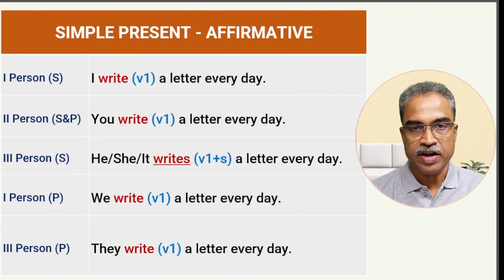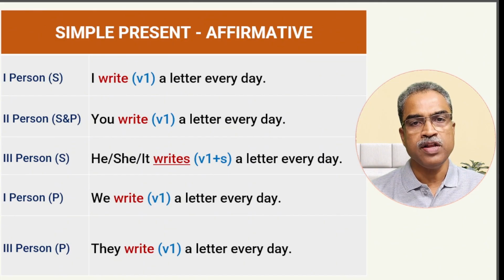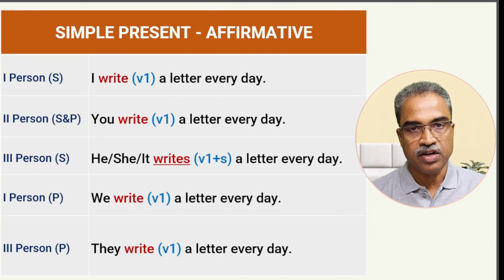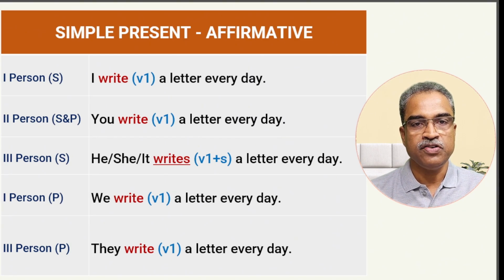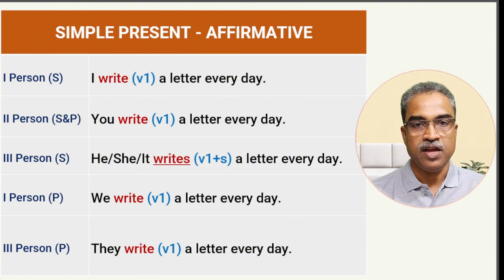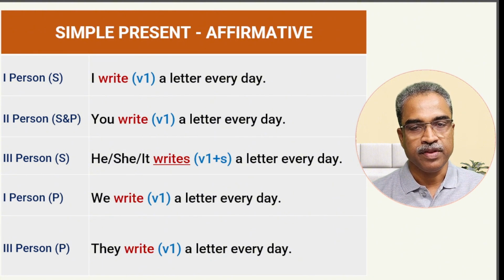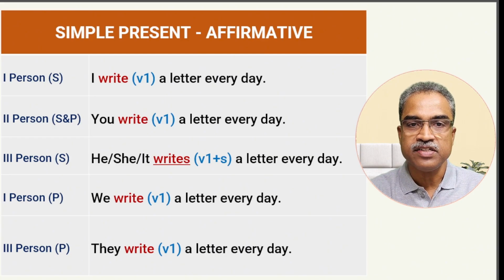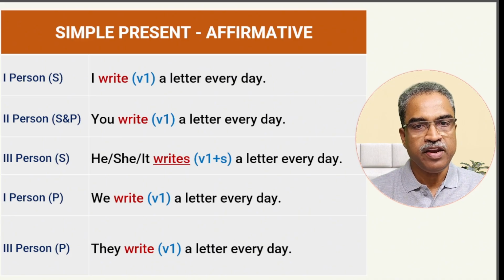So how will it be read? He writes a letter every day. Or else she writes a letter every day. Or else it writes a letter every day. So instead of he, I can use my son writes a letter every day. Instead of she, I can say Smita writes a letter every day. Right? So for third person singulars, remember you need to add an extra S, the letter S, to the main verb. So it could be any verb.